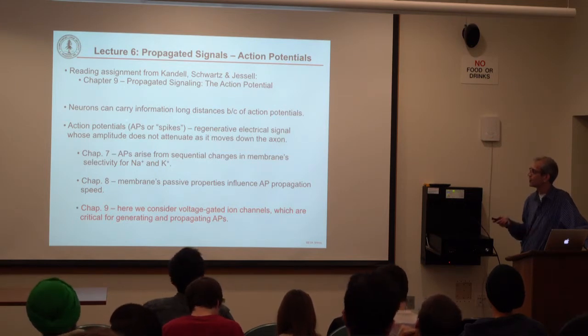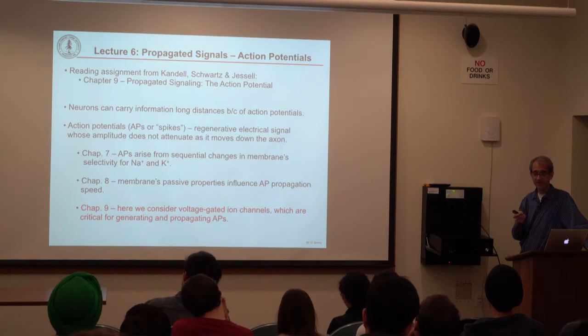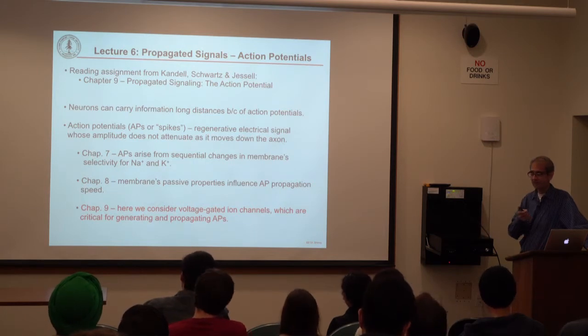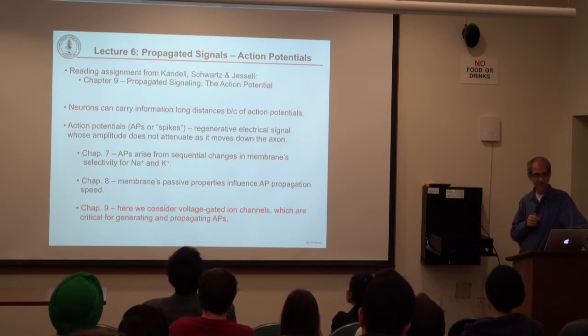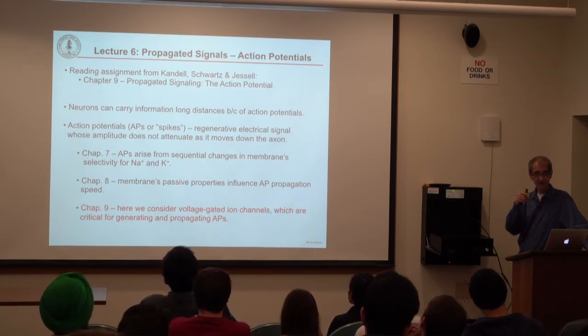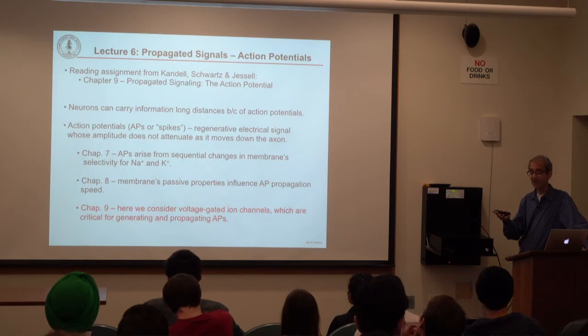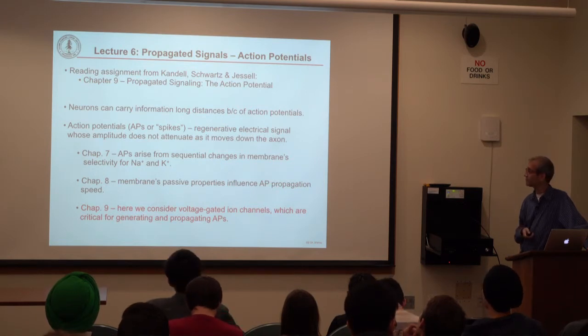We know that neurons carry information long distances and can do so only because of action potentials. Those are the only signals that make it tens of centimeters and beyond, or even a centimeter and beyond. We just looked at electrotonic signal propagation, and action potential propagation is the other flavor of signal propagation.